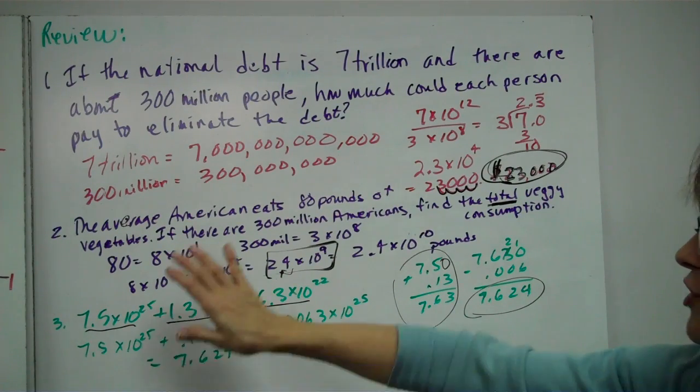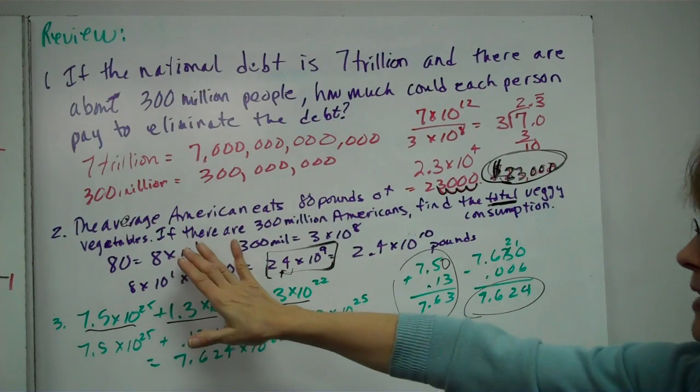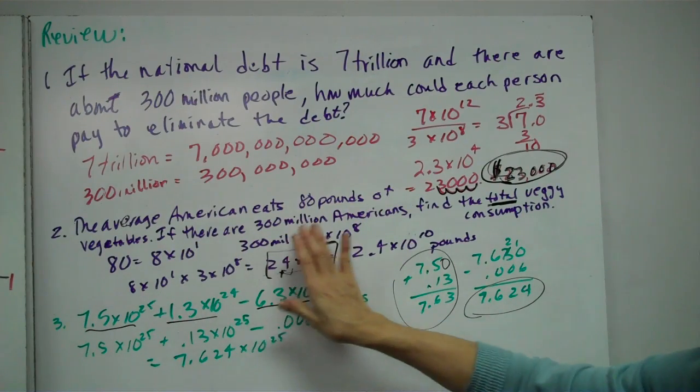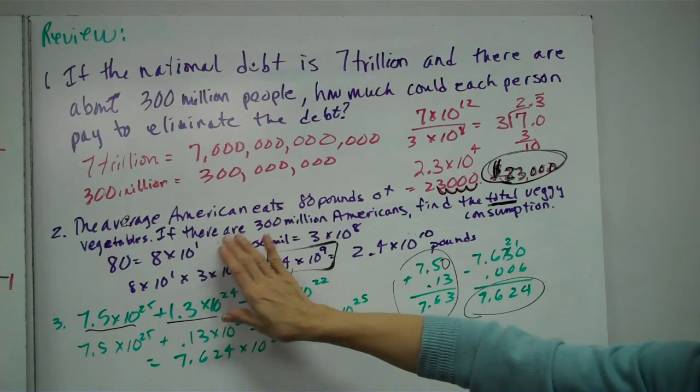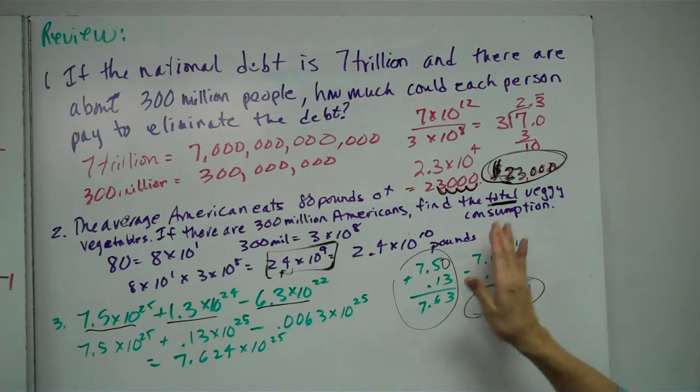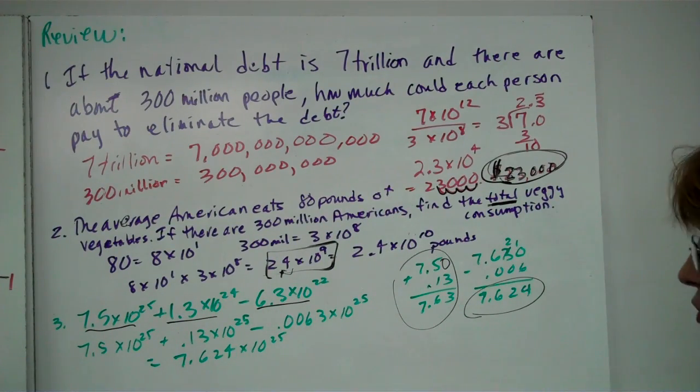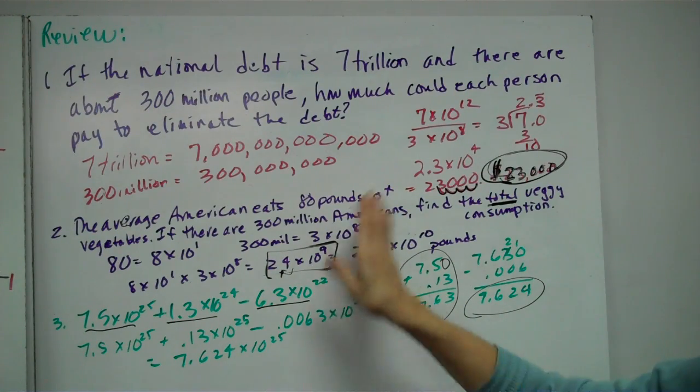Okay, number 2, the average American eats 80 pounds of vegetables every year, especially preteens. If there are 300 million Americans, find the total veggie consumption. All right, so total is a word that usually means we either add or multiply. Adding would be even faster, but in this case, we're going to multiply.